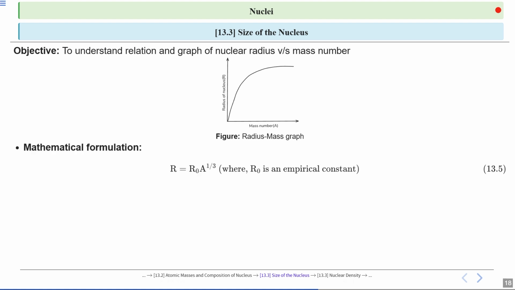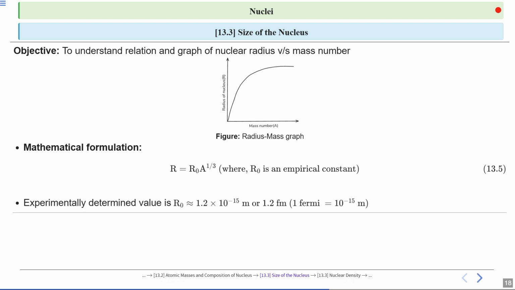Now let's look at the mathematical formula that describes this relationship. R equal to R naught A raised to the power 1 by 3. Here R is the radius of the nucleus, A is the mass number, and R naught is the empirical constant. This formula tells us that as the mass number increases, the radius increases, but not linearly. It increases with the cube root of A, that is the mass number. For example, if the mass number increases by a factor of 8, the radius only doubles, since 8 raised to the power 1 by 3 is equal to 2.